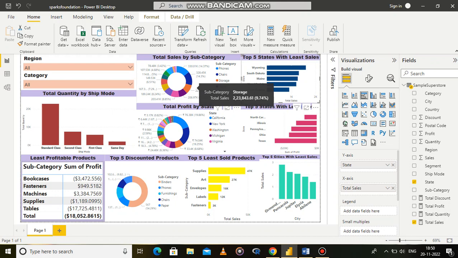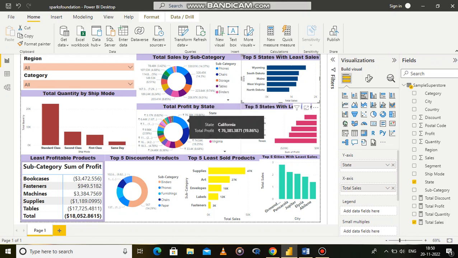After that, I mentioned the top five states with the least sales, which starts with Wyoming and goes down to North Dakota. Then I had the total profit by state. The highest profitable state is California with 76 thousand 381. And then we have the top five states with the least profit, which are North Carolina, Illinois, Pennsylvania, Ohio, and Texas.